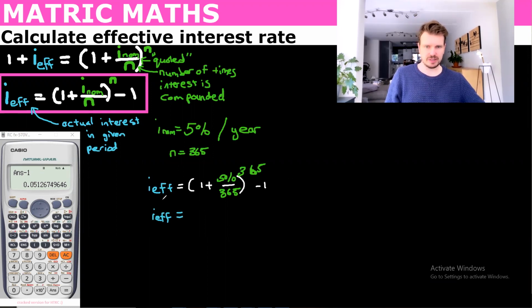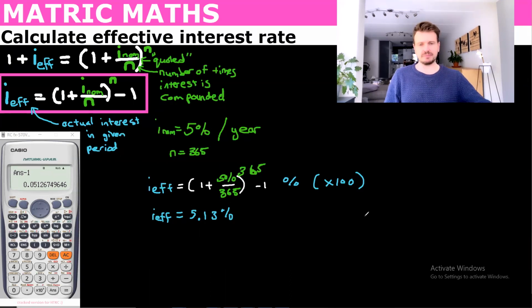So I'm going to say this is the percentage. And so to get it as a percentage, we need to times by 100. So we get then 5.13%. So we see we get slightly more than 5%. Well, that makes sense because you get it compounded daily.